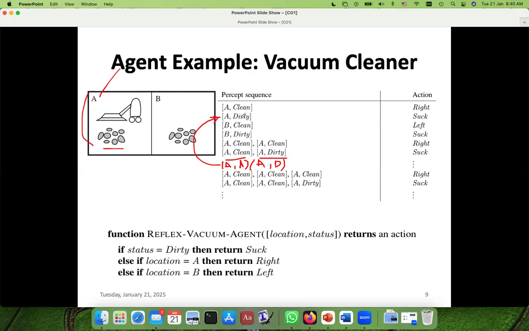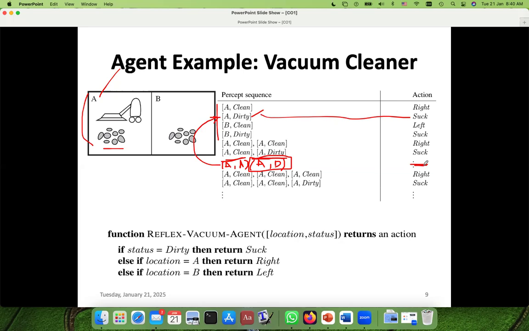And when the agent is at A and there is dirt, then what is the action? Suck. So what will happen? This is the current percept of the agent. It will match this current percept with these entries. It will match this entry. This is the previous one, and then it will write the next entry and take the same action here. What is the action? Suck. So it will take the same action, sucking.